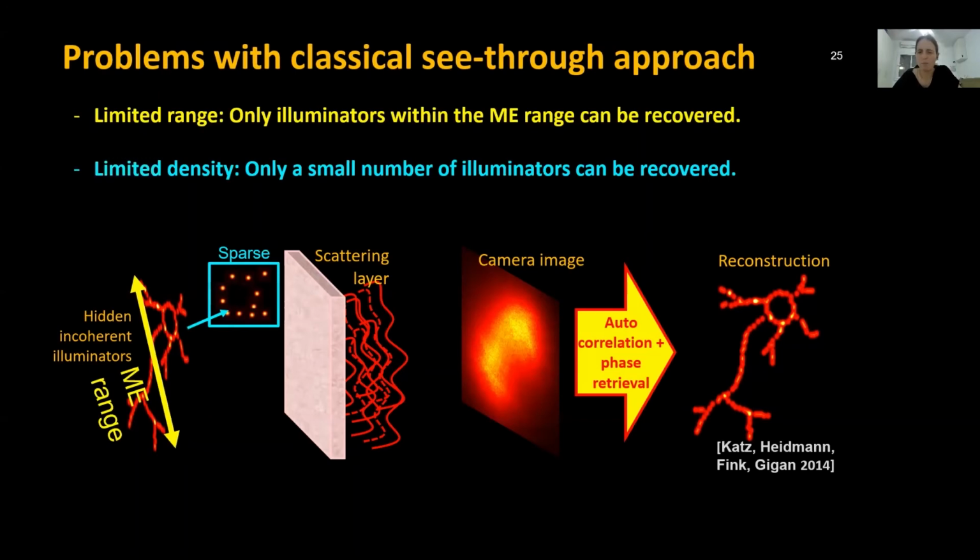A second problem, and that was not well studied in the past, is that the density of the illuminators that our algorithm can recover is very limited because the sources are incoherent with each other, and when more sources are accumulated, the contrast of the speckle pattern decays.